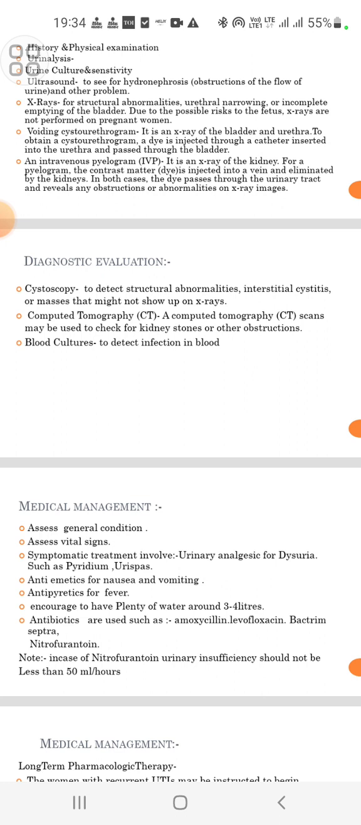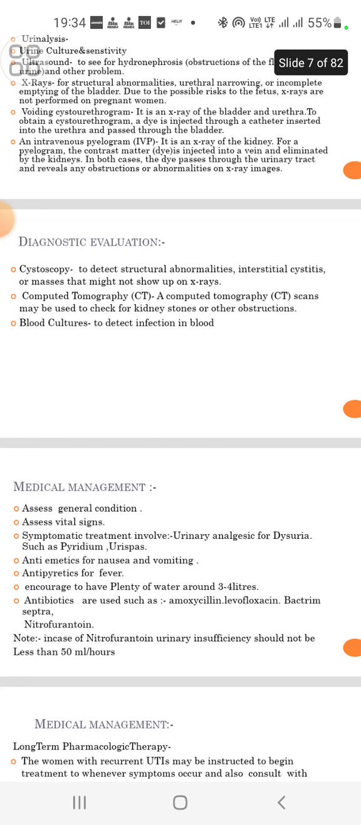If it is prescribed by the doctor, it can be administered to the patient. If the person has dysuria, painful urination, we can go for the urinary analgesic. For the urinary system, we have another analgesic that we call the urinary analgesic, like Pyridium and Urispas, which can be given to the patient.